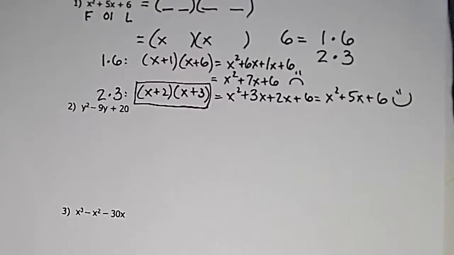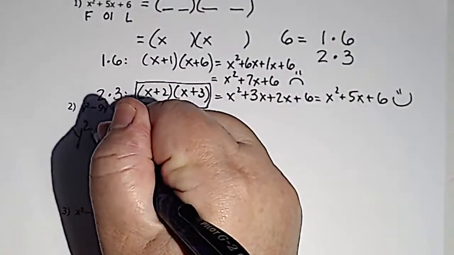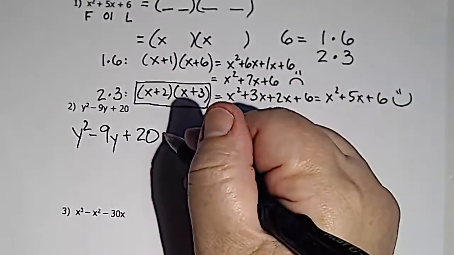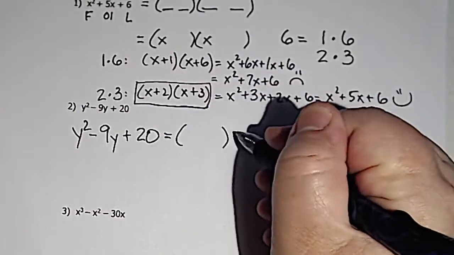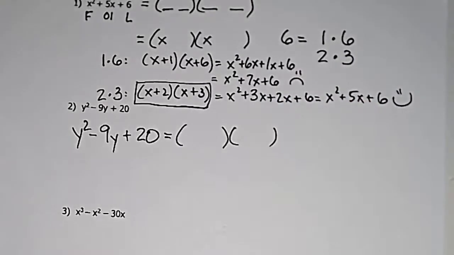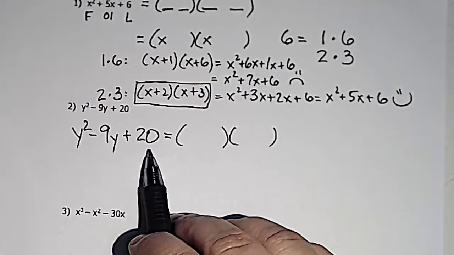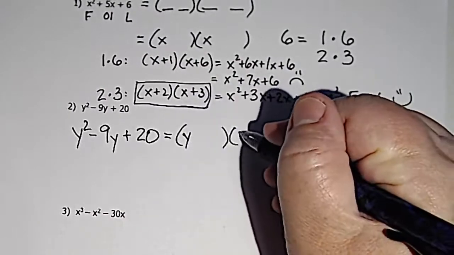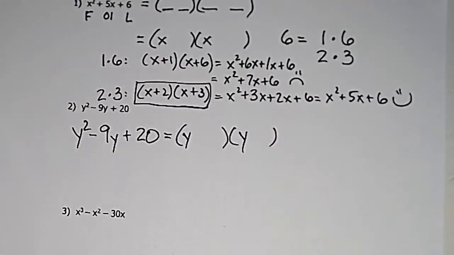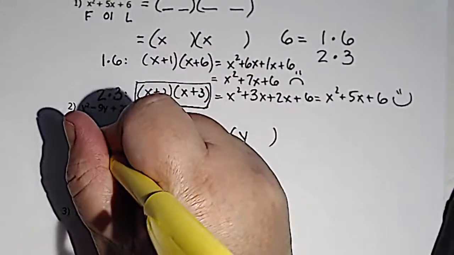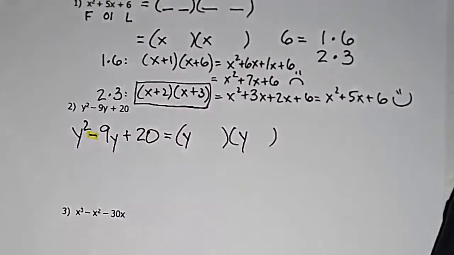Next up, y squared minus 9y plus 20. Let me write it again down here. I know I am now famous, or maybe infamous, for not giving myself enough room. I'm going to do the same thing. Y squared minus 9y plus 20. I got a y and a y. Now here's the thing. Where's my handy dandy marker? Let me see if I can make this not smear. It smeared a little bit.